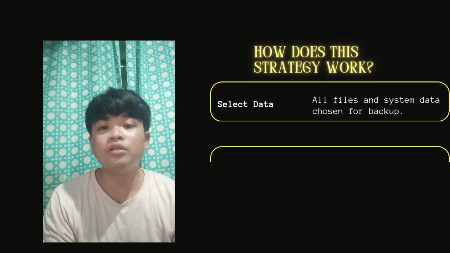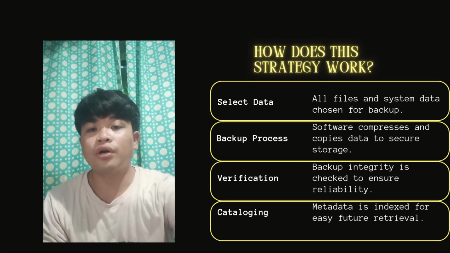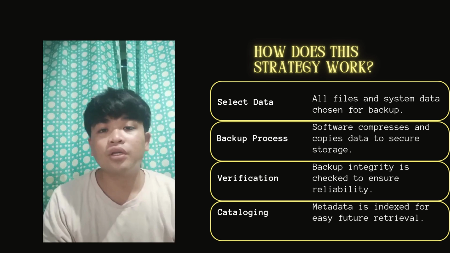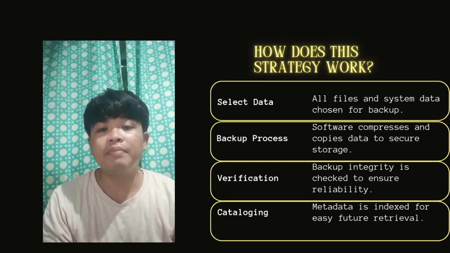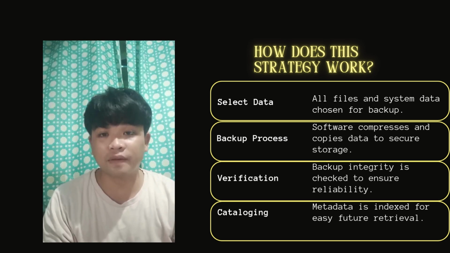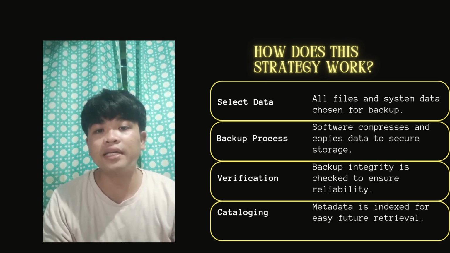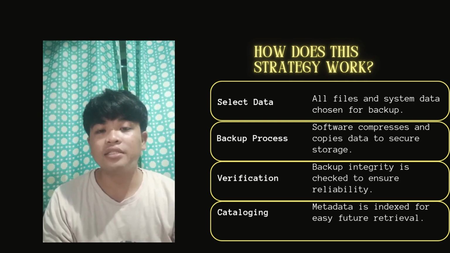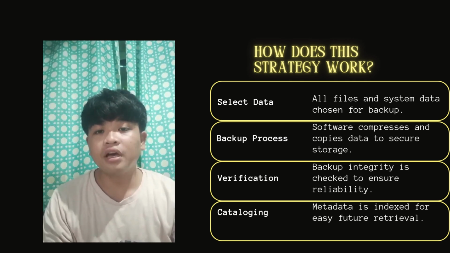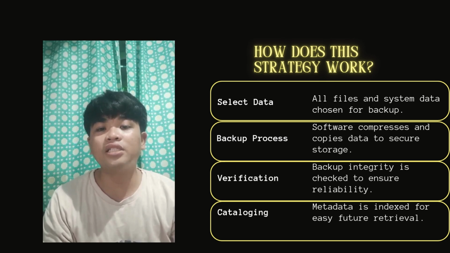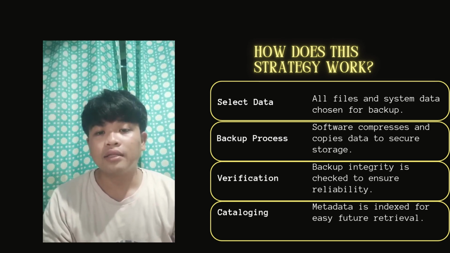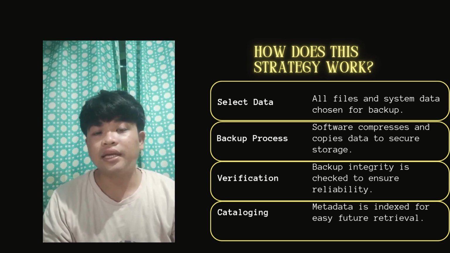That's all. How does this strategy work? First, select the data. Choose all files and system data that need to be backed up. Second is the backup process. The selected data is compressed and copied to a secure backup location using specialized software. Third, verification. The system checks the backup to ensure that all data has been correctly copied and is usable. This ensures the backup is reliable.